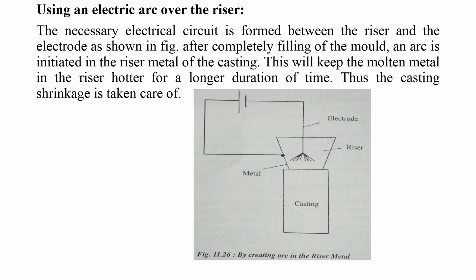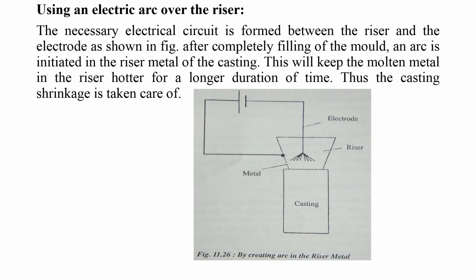After that, using an electric arc over the riser. That's very important because of maintaining the temperature. Suppose for aluminium, 650 to 750, say 700 centigrade temperature is required. You have to maintain the temperature for at least half an hour. That's why we use the electric arc over the riser. After putting molten metal in the cavity, it takes half an hour for slow solidification.